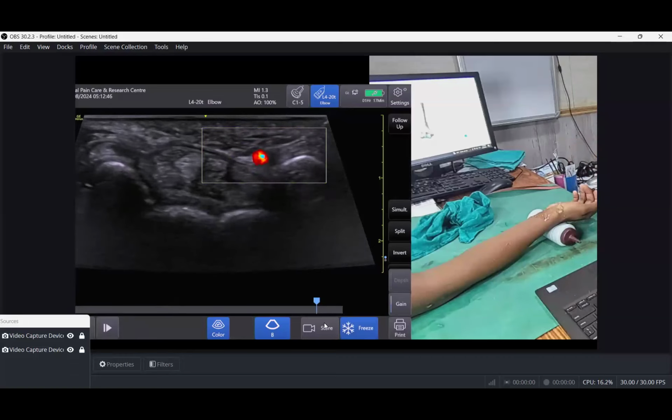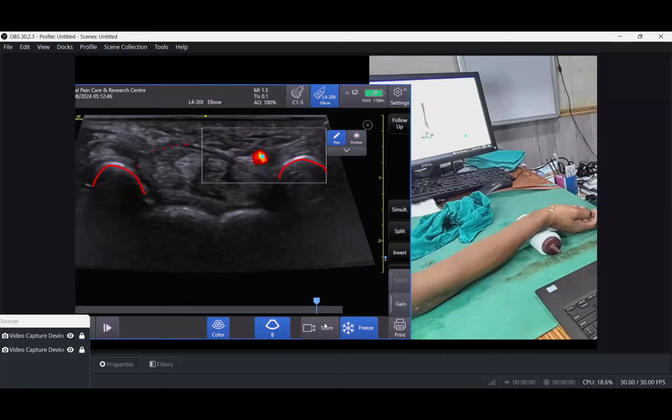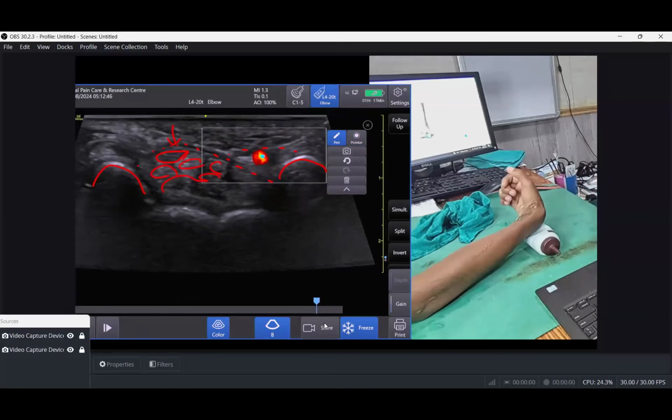I'm freezing here. This is basically the proximal carpal tunnel, where you can see nicely this is the scaphoid, this is the pisiform, and you can see a band-like structure extending like this. This is the flexor retinaculum, and just below the flexor retinaculum is the median nerve, and these are the nine tendons.